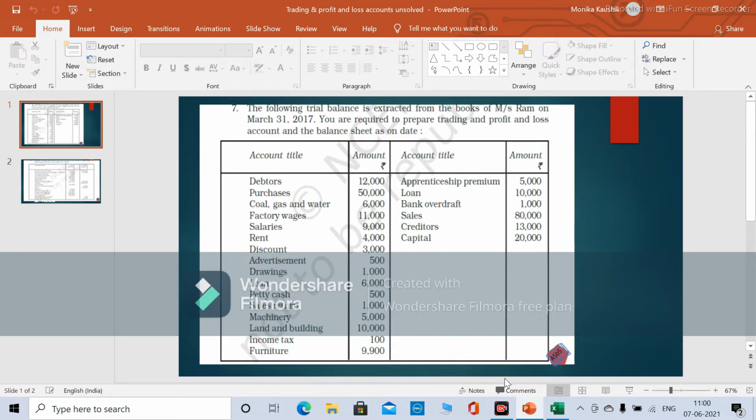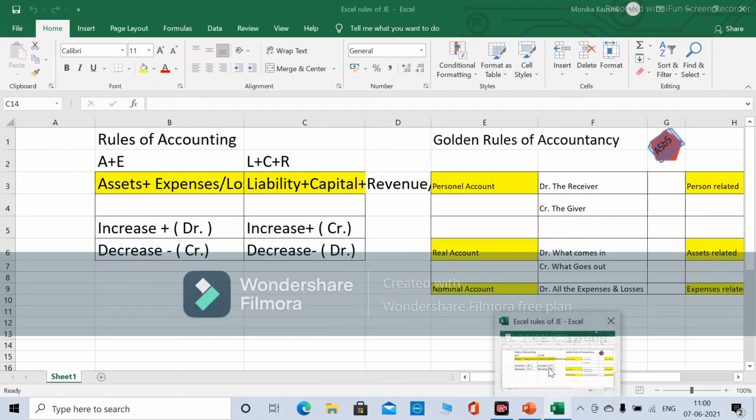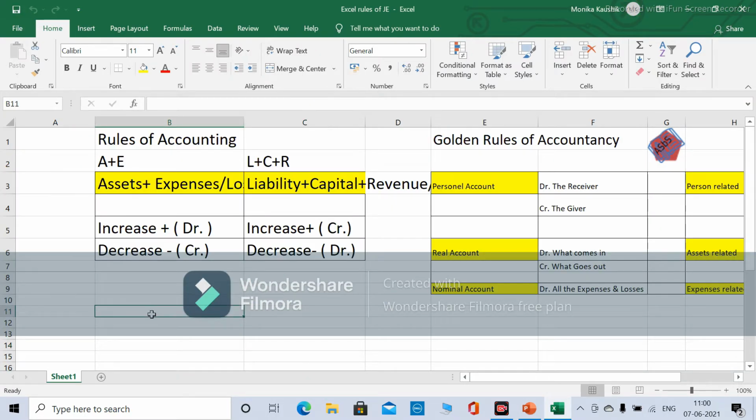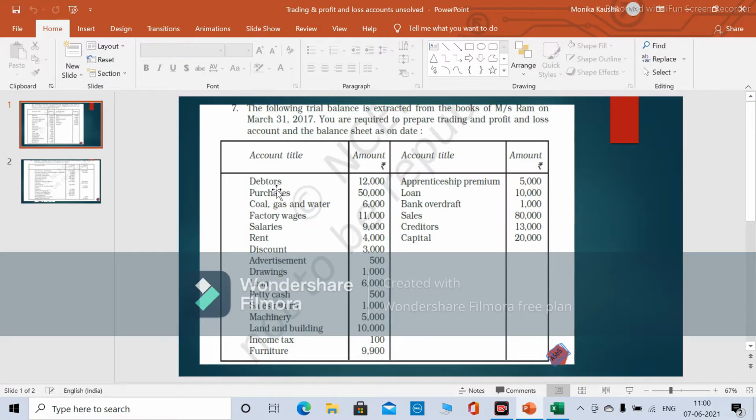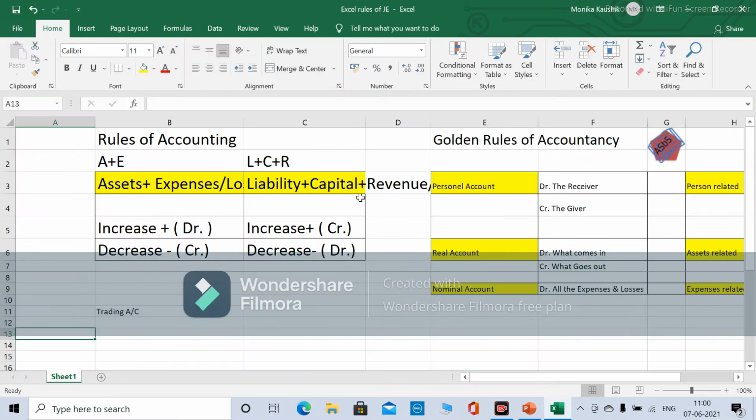Quickly, let's start. First of all, I'll have to prepare the trading account. What we have studied is that in the trading account we need to take out all the direct expenses, right? First of all, let's find out whether opening stock is given or not. I don't think there is any opening stock here. Debtor is an asset, so a balance sheet item. Let's start with the purchases.